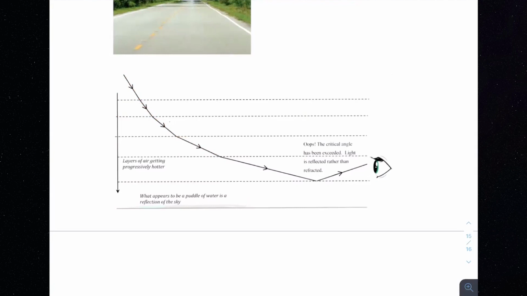And this happens since it is constantly traveling from a dense to a less dense layer of air. The angle of approach, in other words, the angle of incidence, is hence gradually increasing, and eventually what happens? It exceeds the critical angle, thus causing total internal reflection. To our eyes, what appears to be a puddle of water is simply a reflection of the sky.